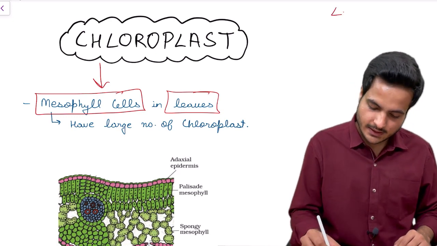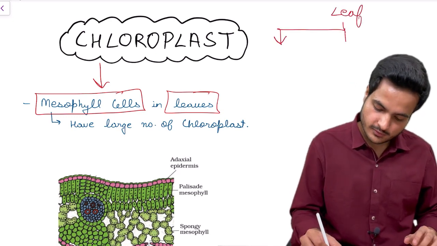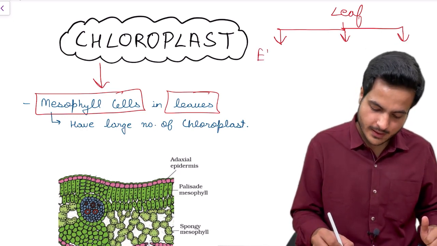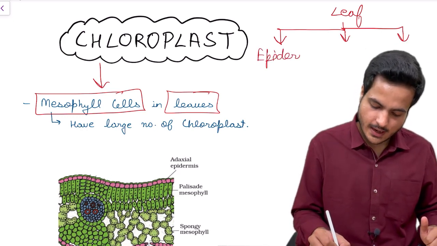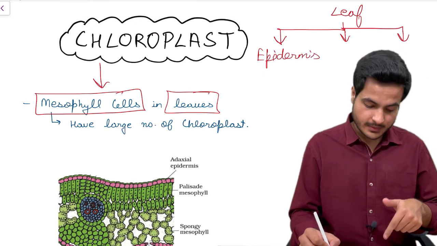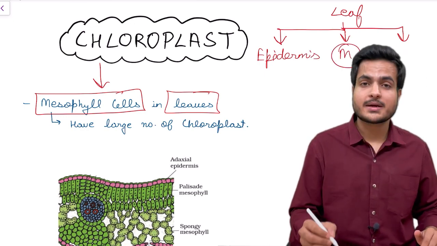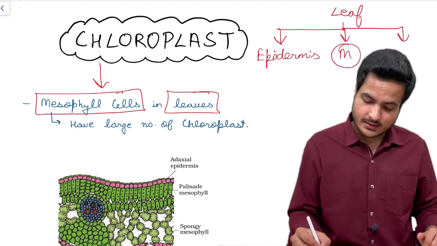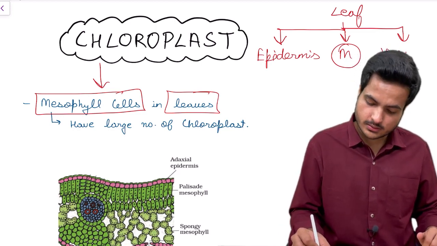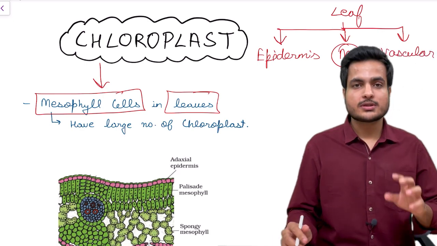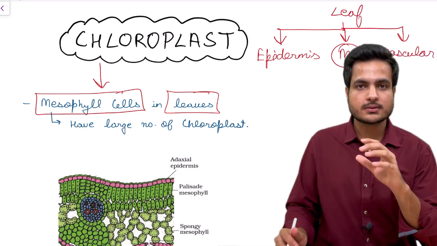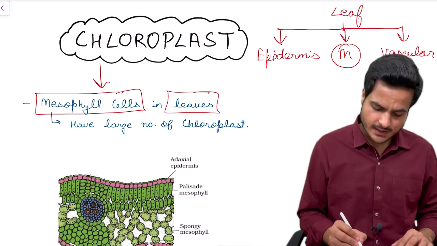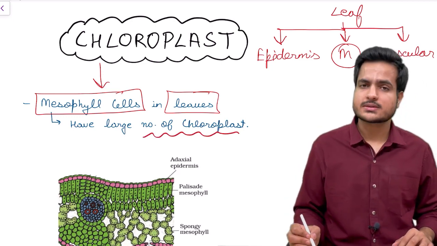So let me tell you that a leaf has three types of cells. The first type of cell will be making its epidermis. The second one will be these mesophyll cells, which are made up of parenchyma if you have studied the tissue chapter, and the third thing is the vascular bundles. So these three things make the anatomy of a leaf. These mesophyll cells contain a large amount of chloroplast.